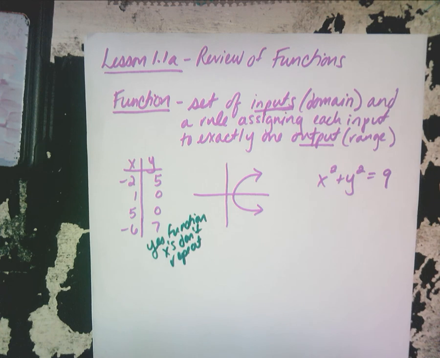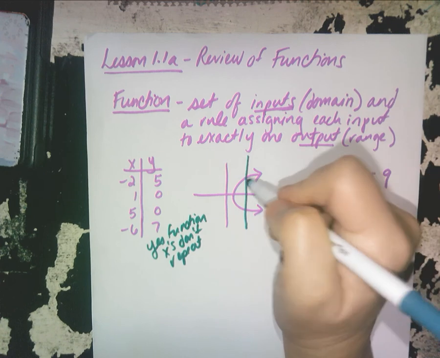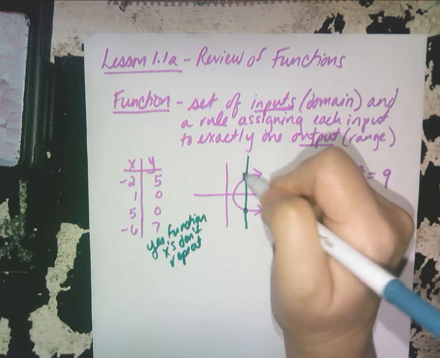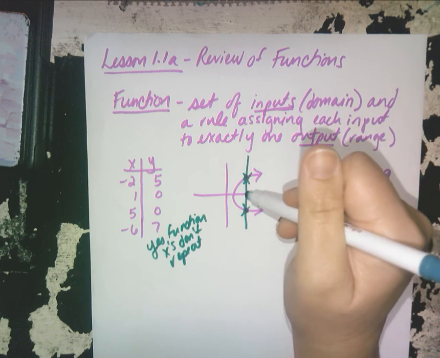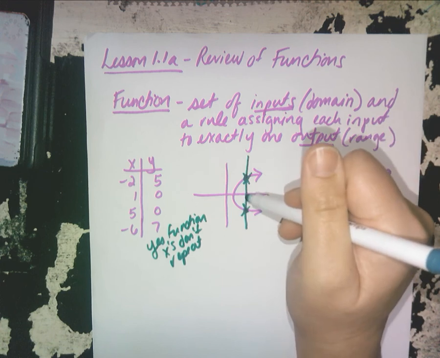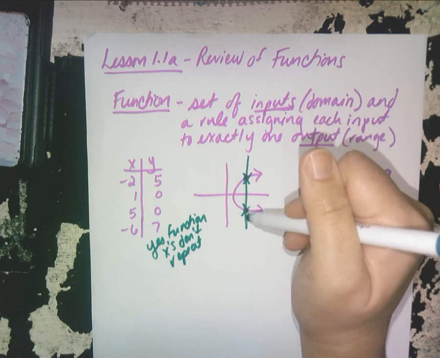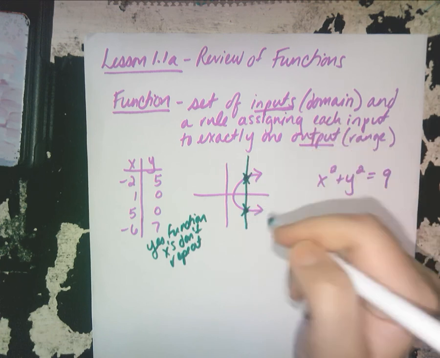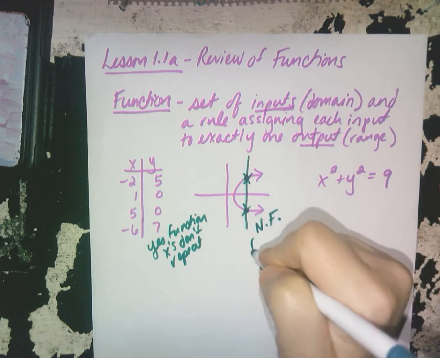What do you do if you look at a graph? Do you remember how to determine a function? Vertical line test. If you do a vertical line test on it, it hits it twice. Is that okay? No. It can only hit it once. Because if it hits it twice, that means this x right here, let's say it's 5, has been assigned two different outputs. 5 has been assigned a 2, and then 5 has been assigned a -2 or whatever. So that is not a function. Actually, let's say fails vertical line test.